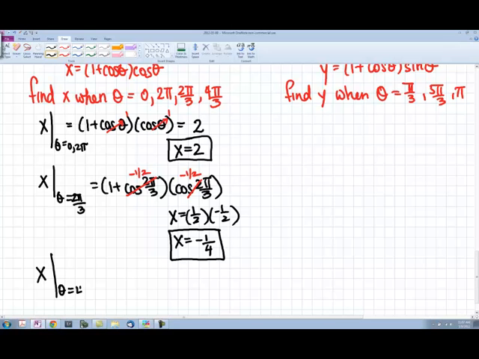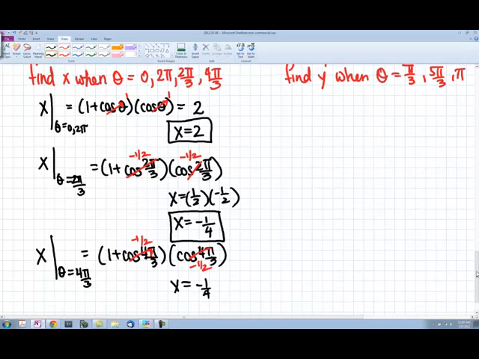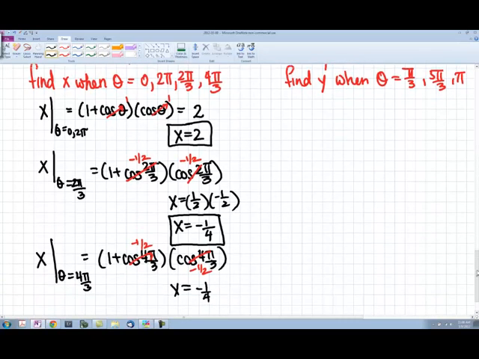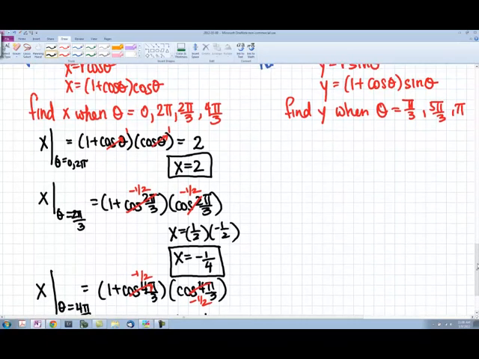Then we do the last one. Find the equation of x when theta is 4 pi over 3. So we plug that in: 1 plus cosine 4 pi over 3 times cosine 4 pi over 3. You're going to see that the cosine value here is the same as above, so we get the same answer, x equals negative 1/4. We don't need to repeat that because we already have that one. So we have two different equations for vertical tangent lines.